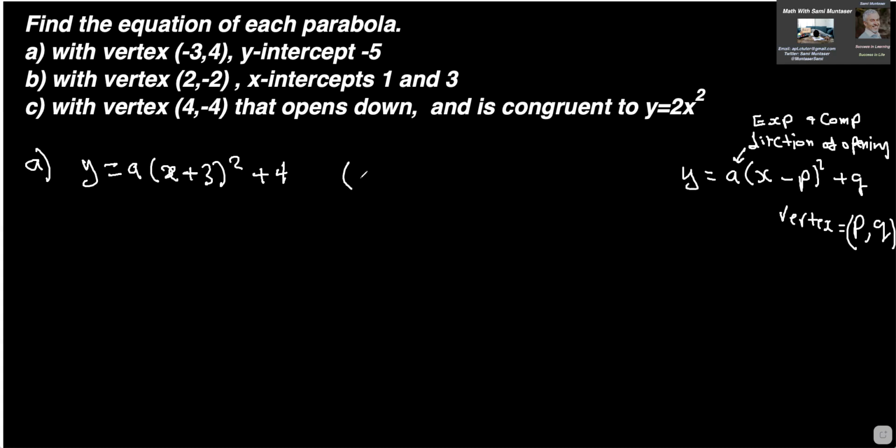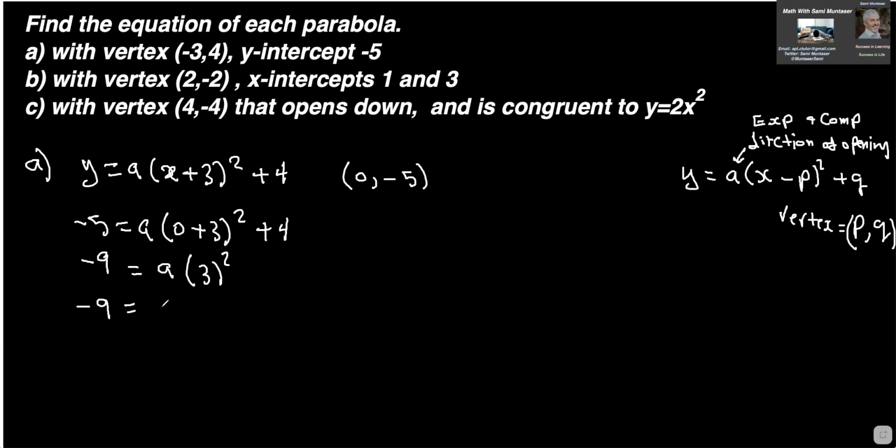They're giving me a point, which is the y-intercept. So if they give you the y-intercept, that means they're giving you a point that's 0 and negative 5, because for the y-intercept, the x value is 0. Now we're going to use this point to find out what A is. So I'm going to sub in negative 5 for y, 0 for x: negative 5 equals a(0 plus 3) squared plus 4. I'm going to move the 4 to the other side, becomes minus 4. So that gives me negative 9 equals A, and 0 plus 3 is just 3 squared.